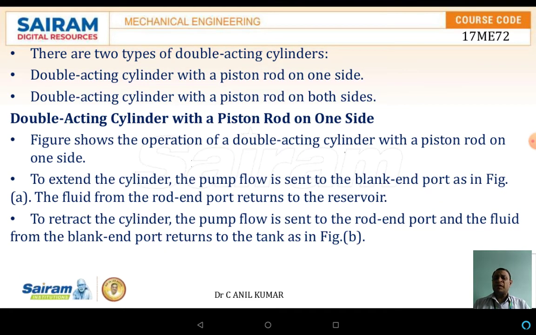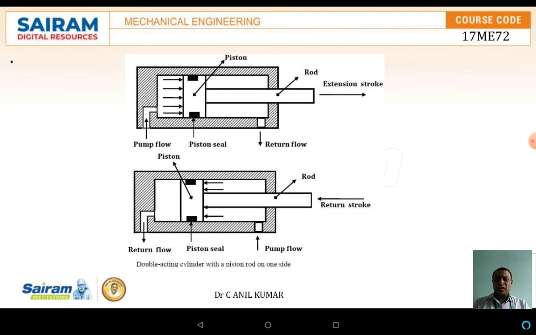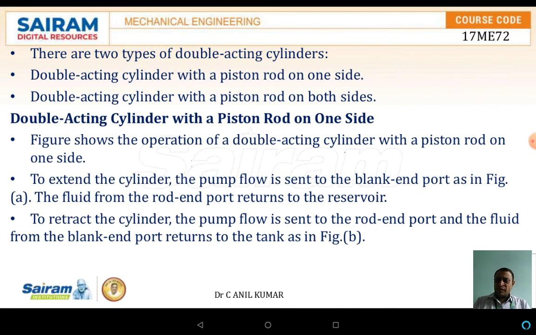There are two types of double acting cylinders: the double acting cylinder with a piston rod on one side, and the double acting cylinder with a piston rod on both the sides. The first one we are discussing is the double acting cylinder with a piston rod on one side. The schematic diagram shows the double acting cylinder where the piston rod is on one side.